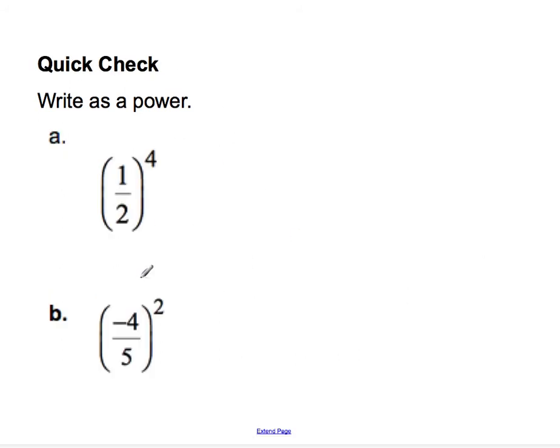Here's a quick check, so just stop the video or press pause, try them on your own, and then come back and press play to see if your answers match mine.